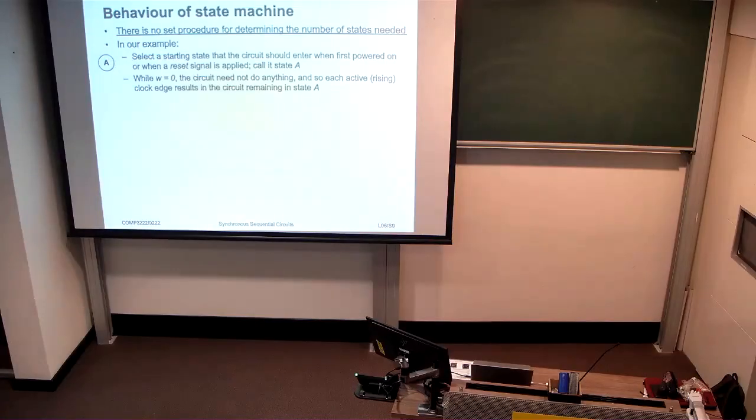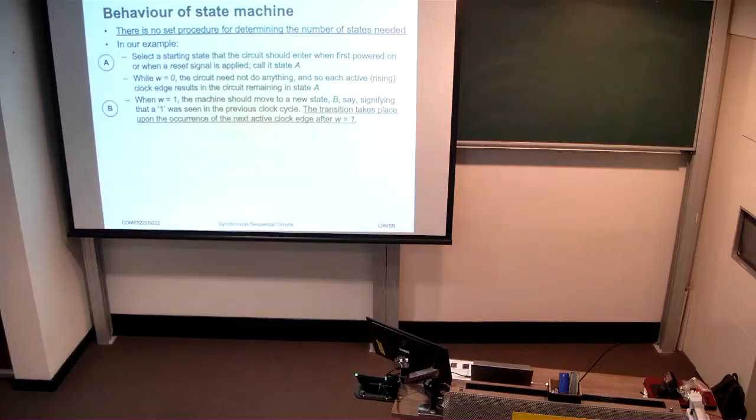But if a 1 is observed, then the circuit has to somehow remember that we've seen a 1. And the best way of doing that is to define a second state B, which basically says we've just seen a 1 in the previous clock cycle, right? And it would make that transition when the next positive clock edge comes along after that W is 1 is seen, right?